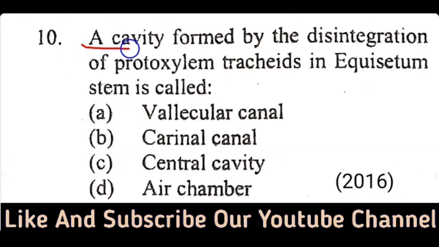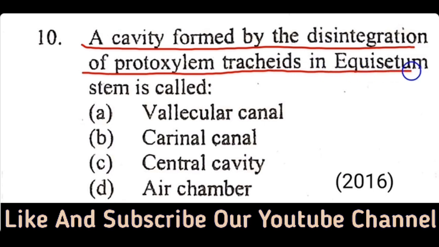Question number 10. A cavity formed by a disintegration of protoxylem tracheids in Equisetum stem is called vallecular canal, carinal canal, central cavity, air chamber. So correct answer is option B. The cavity formed by the disintegration of protoxylem tracheids in Equisetum is known as carinal canal.